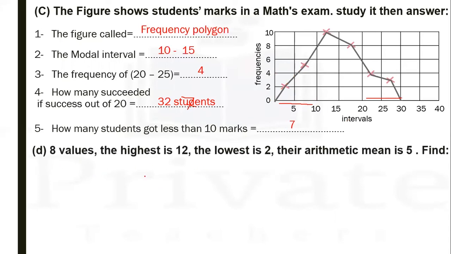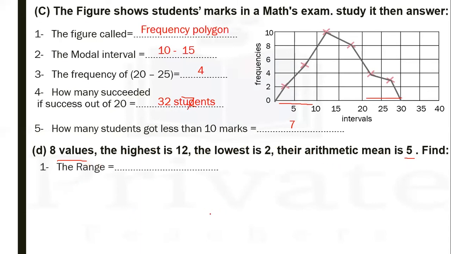Question D. How many values? The number of values is 8. The highest is 12. The lowest is 2. The arithmetic mean is 5. So this is the arithmetic mean, and this is the number of values. What is missed is the sum of the values.